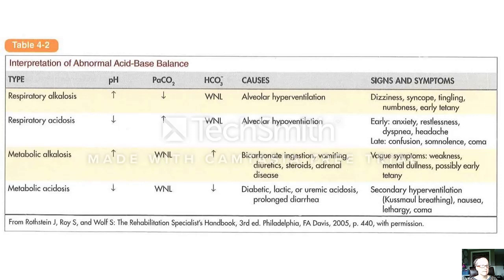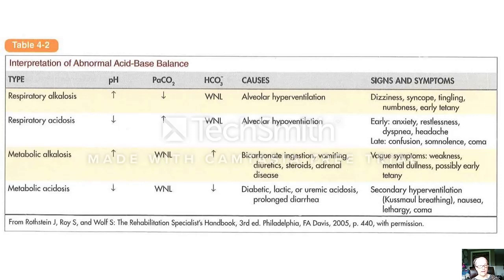PaCO2 with respiratory alkalosis is decreased. With respiratory acidosis, it is increased. So with respiratory alkalosis and acidosis, there is an inverse relationship between pH and PaCO2. With metabolic alkalosis and acidosis, PaCO2 is within normal limits. And as you see with HCO3, it's just the opposite.